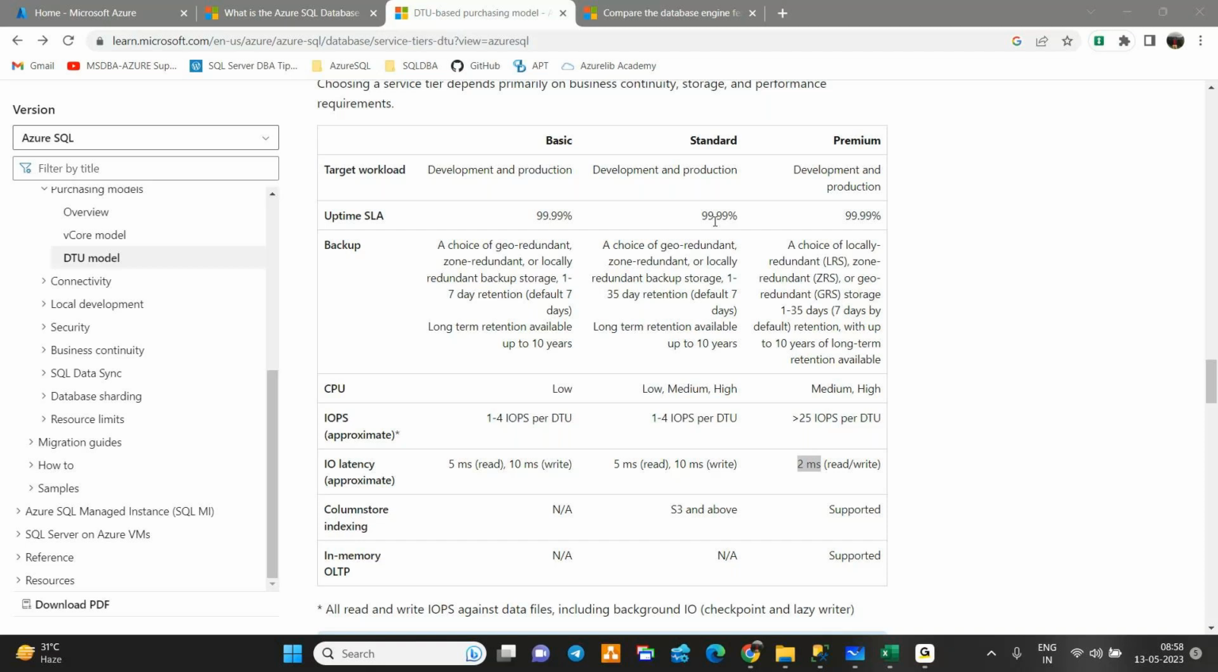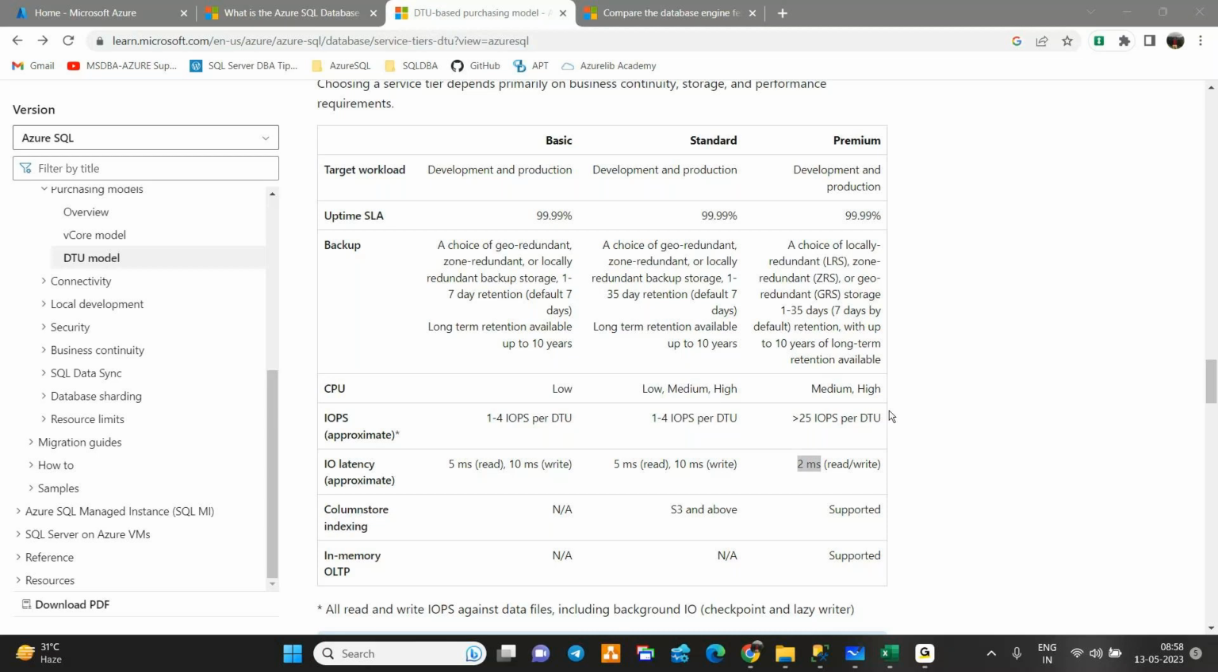When you look at IOPS, input output per second, you can perform 1 to 4 input per second under basic, and greater than 25 IOPS per second under the premium DTU purchasing model.